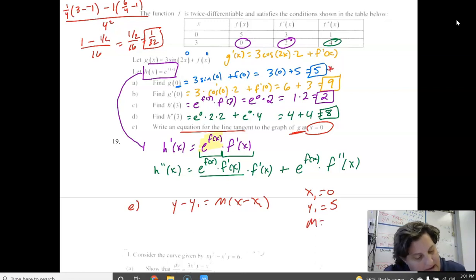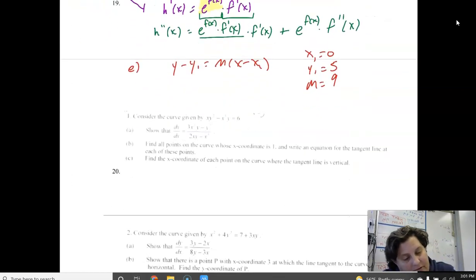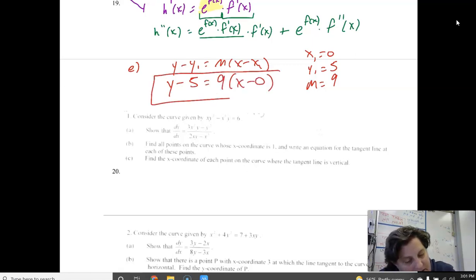Okay, m is the derivative at 0. What's g prime of 0? That comes from right there, 9. That's so beautiful. We didn't actually have to do that much more work. y minus 5 equals 9 times x minus 0. Love that for us.